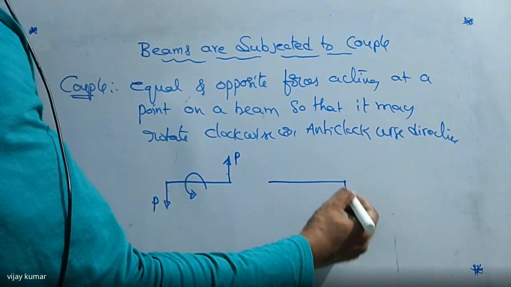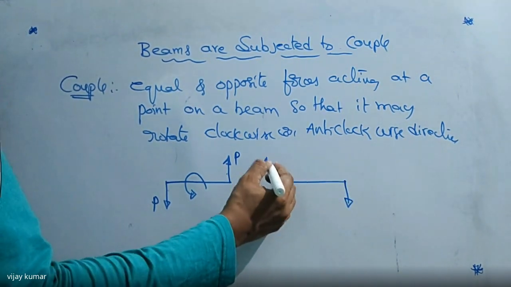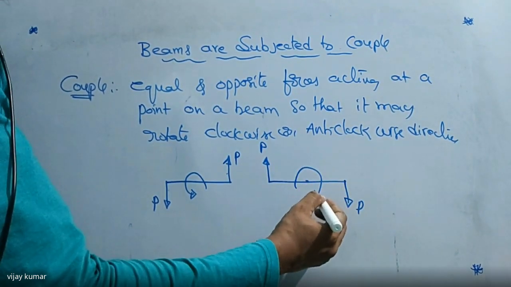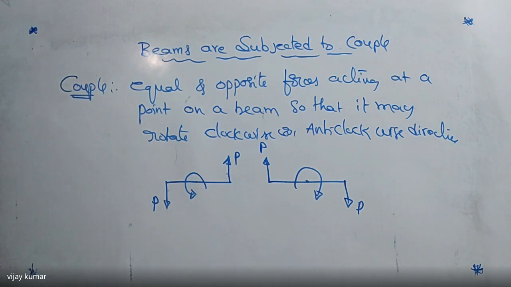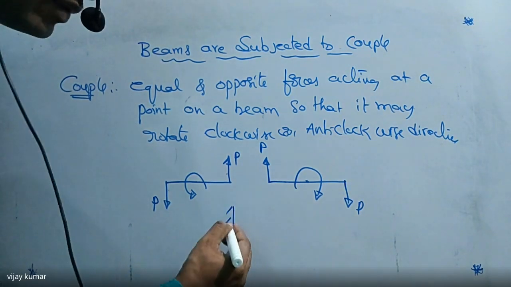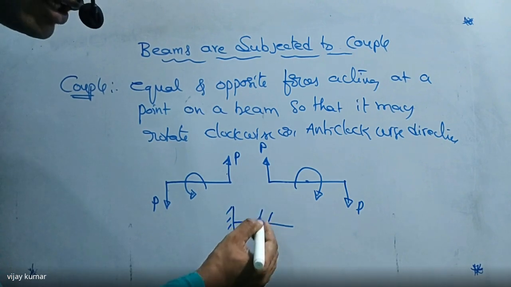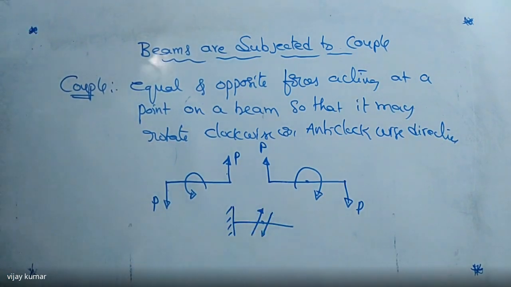So this one is acting downward, this one is acting upward, but both forces have the same magnitude, so that the beam rotates in the clockwise direction. So I can indicate it like this also. For example, if you take this is the beam, I'm taking one point here. I'm going to indicate it like this. So this is also the symbol for couple.